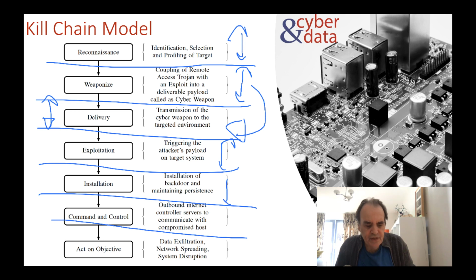Then there's an installation of a backdoor onto the network infrastructure, onto hosts, and possibly with some form of command and control, some dial back to a command and control to be able to achieve objectives and then to be able to act on an objective.